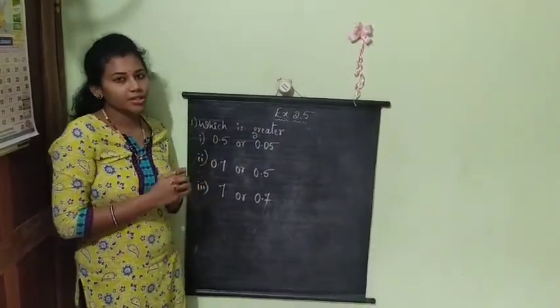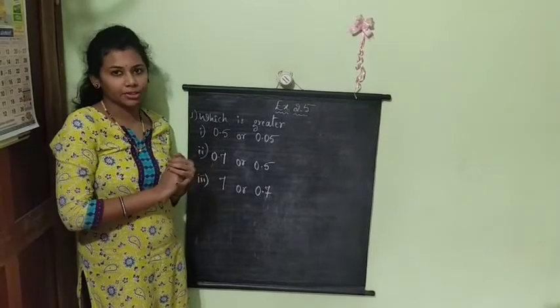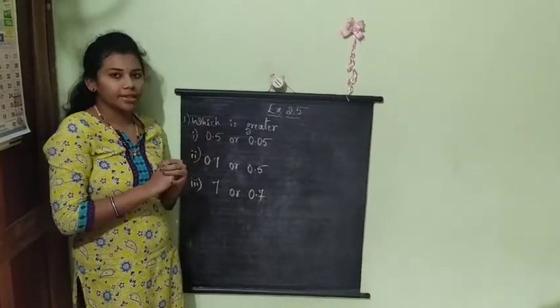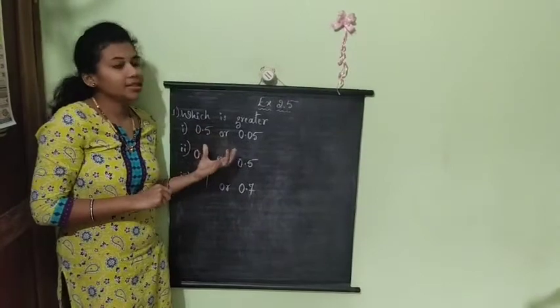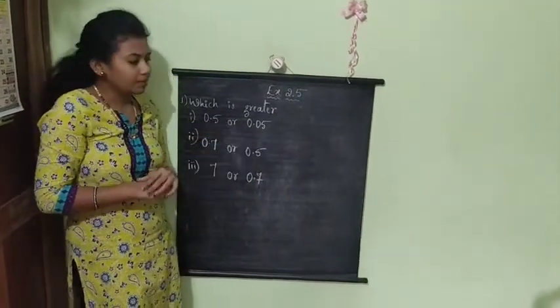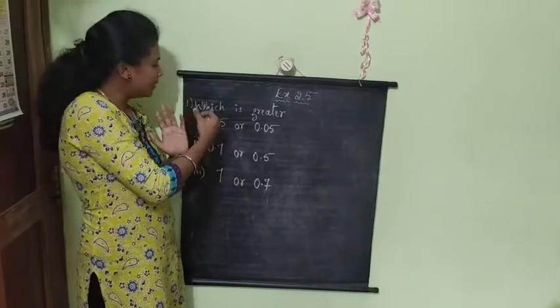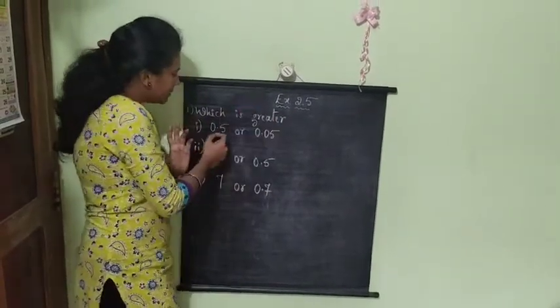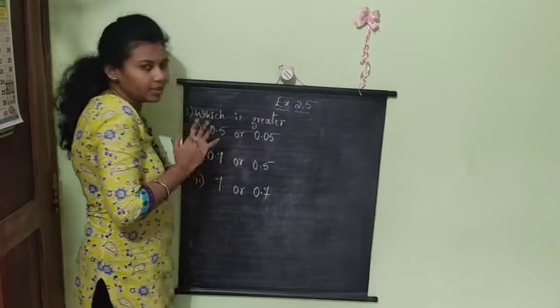Children, this is exercise 2.5, decimals and fractions. Before we start with the exercise, you can see these are the questions that are coming from decimals. Now the question asked is, which is greater, 0.5 or 0.05?